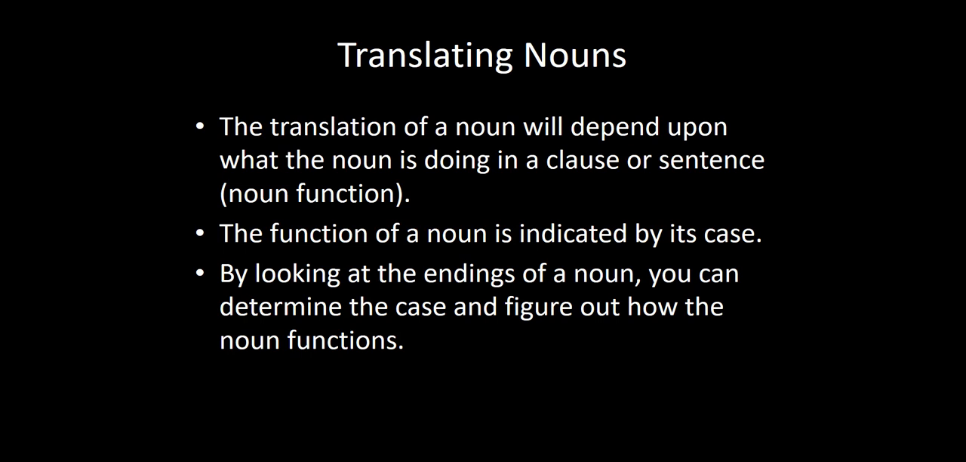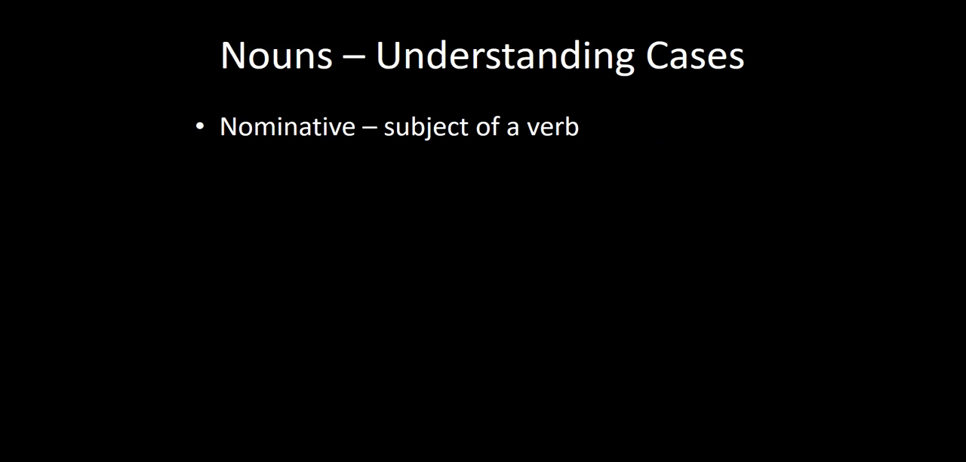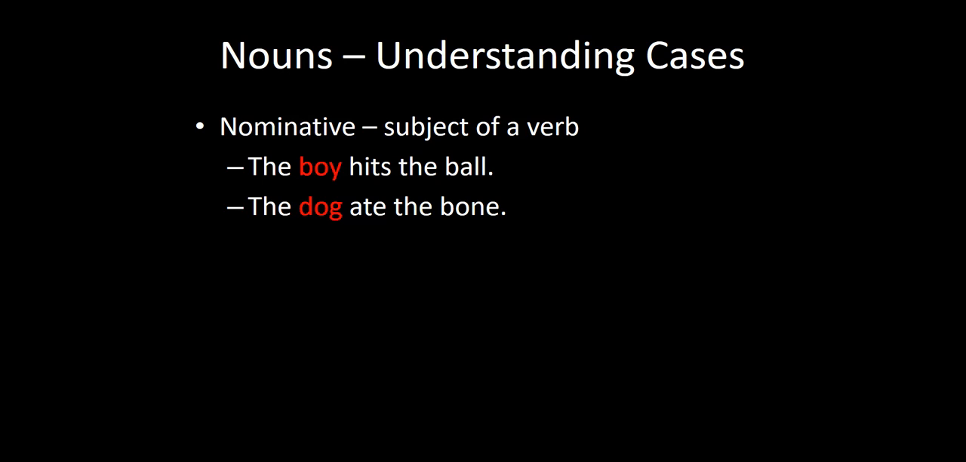So let's look at these cases. Here's a nominative. Most of the time when you have a nominative, it's going to be the subject of a verb. This is a very typical usage. So in the sentence, the boy hits the ball, the boy is the subject. It's doing the action of the verb hits. The dog ate the bone, dog is the subject. The Cowboys scored a touchdown. The Cowboys would be the subject.